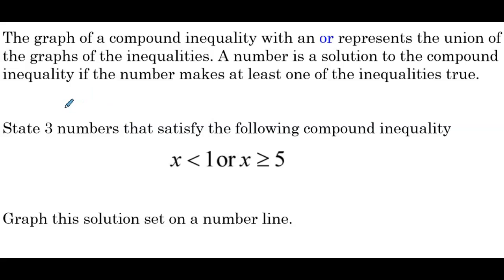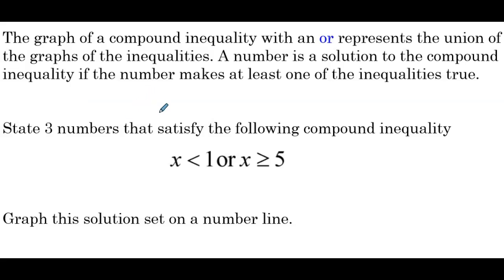The graph of a compound inequality with an OR represents the union of the graphs of the inequalities. So union means we're going to join them together. A number is a solution to the compound inequality if the number makes at least one of the inequalities true.